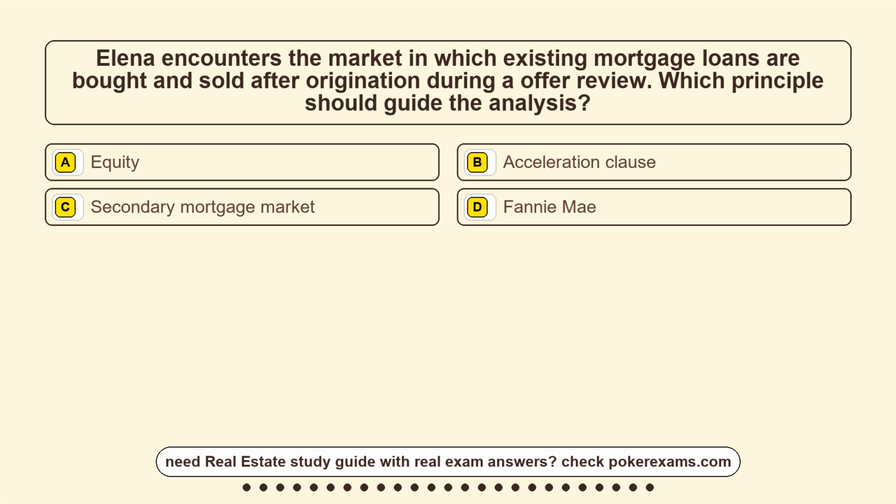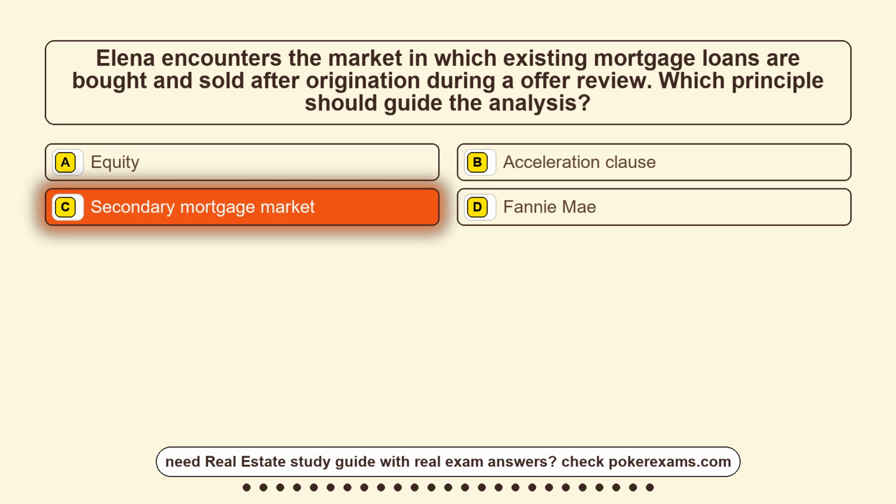Question 1. Elena encounters the market in which existing mortgage loans are bought and sold after origination during an offer review. Which principle should guide the analysis? Option A, equity. Option B, acceleration clause. Option C, secondary mortgage market. Option D, Fannie Mae. The correct answer is option C, secondary mortgage market.